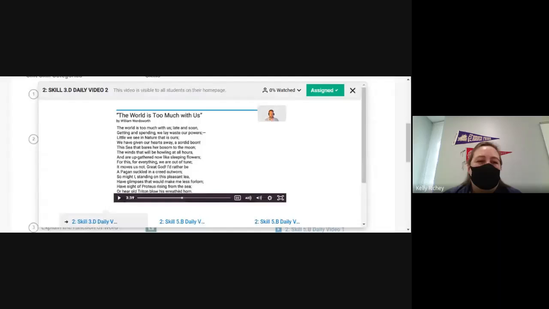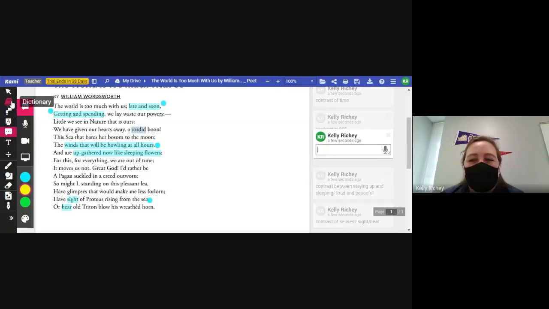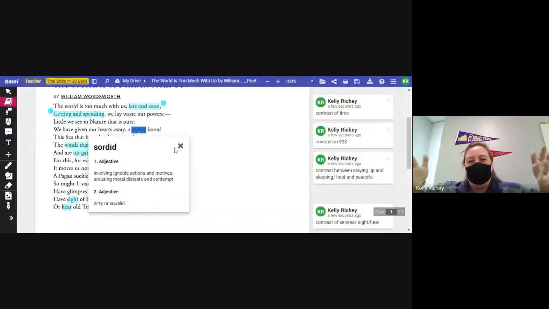Oh my gosh, y'all, I'm so stupid. Y'all, there's a dictionary in Cami. Yes, there is. Look at my Cami page. It's the second one down, it's dictionary. So if you don't know what sorted means, you highlight that and hit dictionary, and then you click sorted, and it tells you.